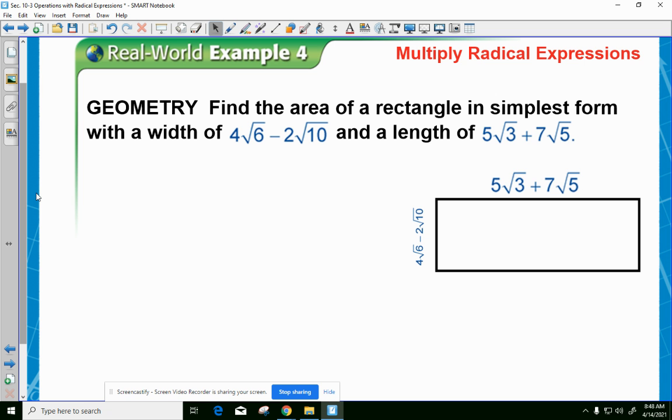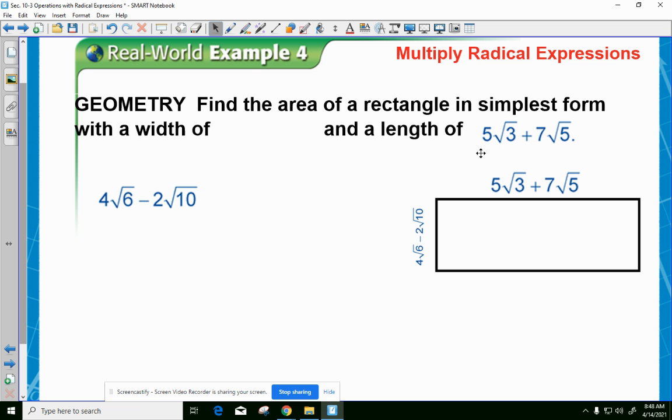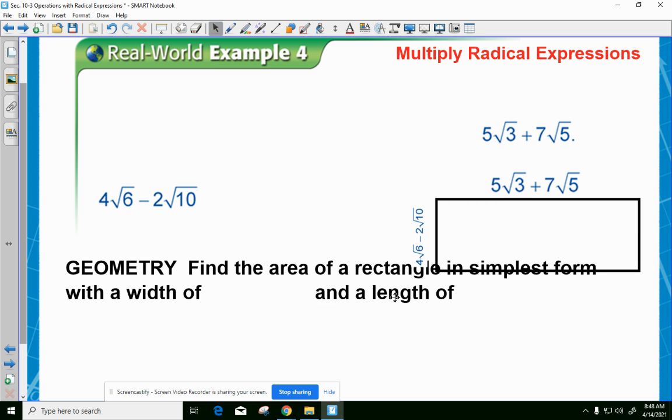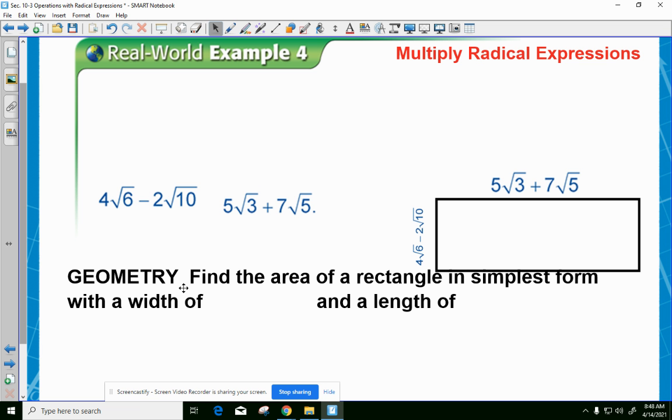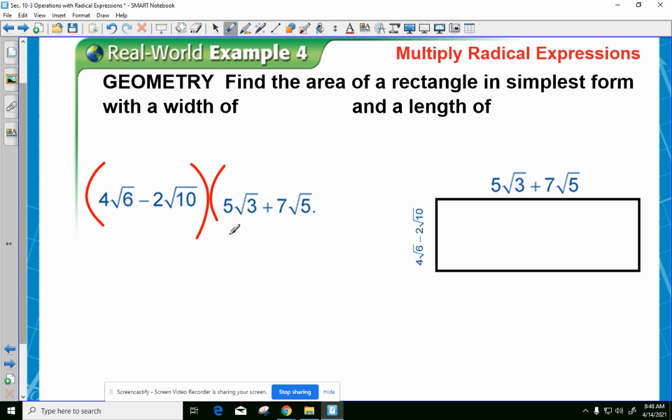So I'll find the area of a rectangle. How you find area? Length times width. I know what the length is. I know what the width is. But each of these, hey now, come on. Oh, geez. How am I going to get to that? I am struggling. I got to multiply those two together.